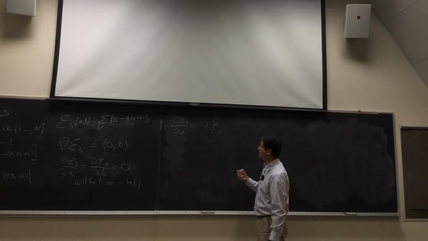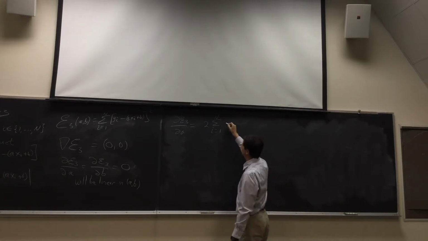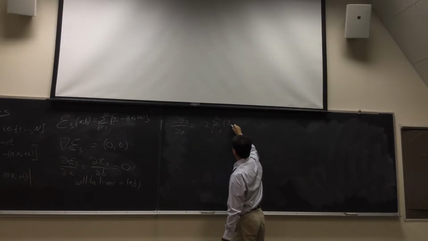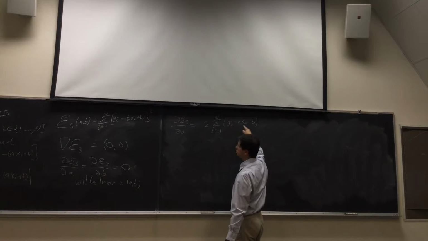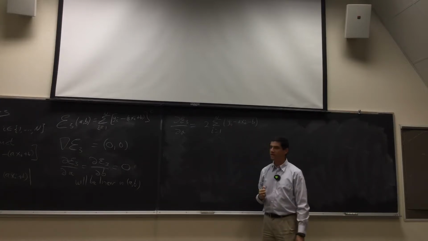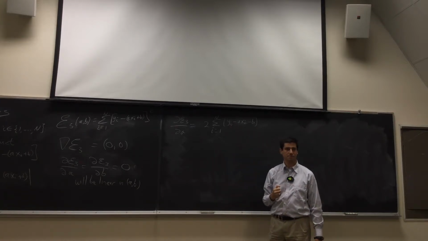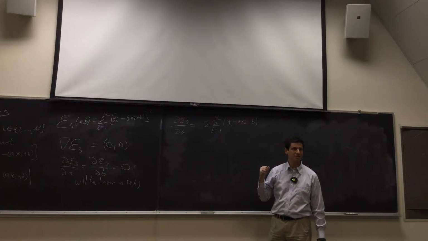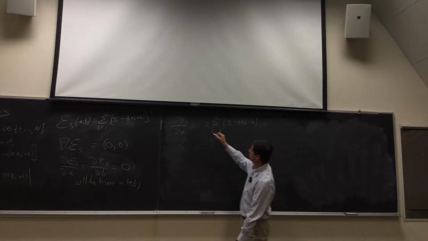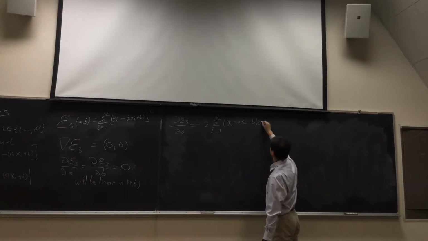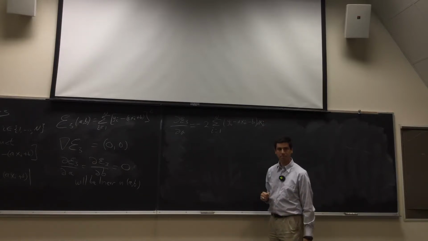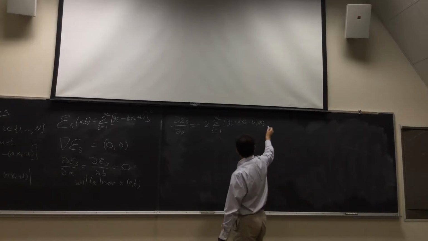Okay? So I take the derivative. I get i goes from 1 to n. I've got yi minus a xi minus b. And now I have to take the derivative of this with respect to a. What do I get when I take the derivative with respect to a? Negative xi. So I'm going to put the negative sign over here, and I'll put the xi over here. Okay? And this has to be 0.